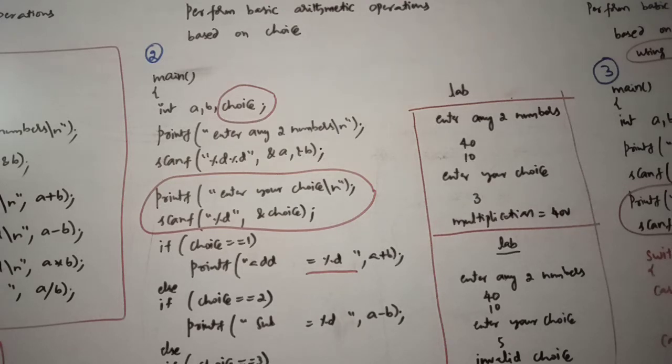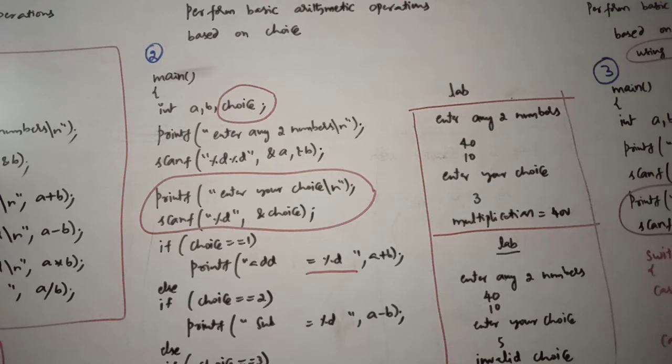So what is the difference between first program and second program? In the first program, we performed all the operations: A plus B, A minus B, A multiplied by B and A by B. Whereas in case of program number 2, any one operation will be performed, that too based on your input. That is your choice. Look at the lab clearly.